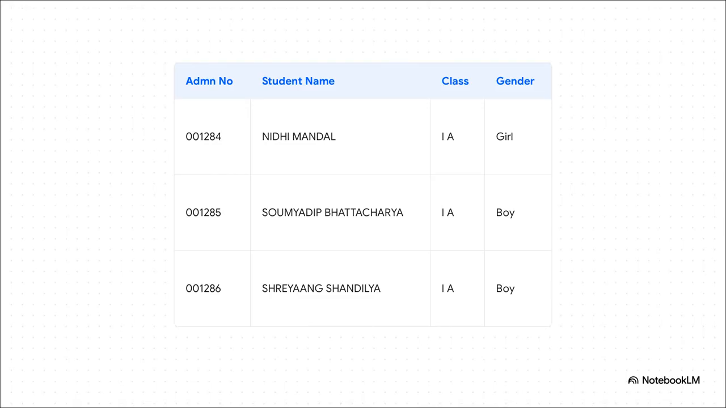And here's a perfect example of what one looks like. It's clean, it's structured, we've got clear column headers like student name and class, and then each row is its own record, in this case for a single student. It should look instantly familiar to anyone who's ever opened a spreadsheet.